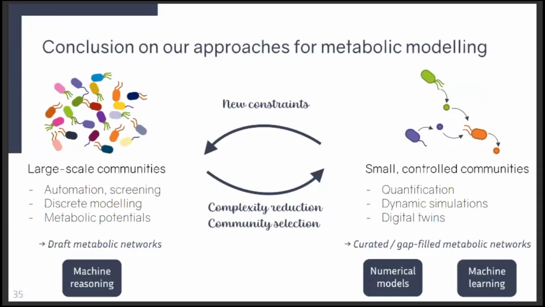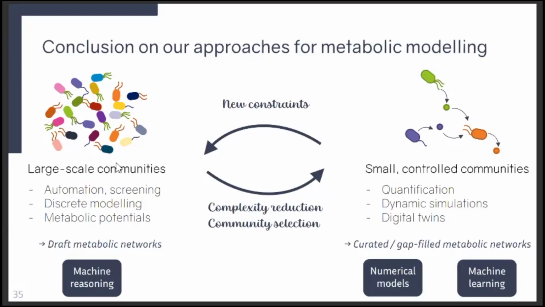So finally, to conclude on what we do to model the metabolism of microbial communities. In the perfect scenario, we have small communities with curated metabolic networks, controlled communities, a lot of data, and then we can provide very precise numerical simulations, even go towards the path of digital twins, which is very trendy right now. So we do this with numerical models, possibly with machine learning, but we don't always have the possibility to do this.